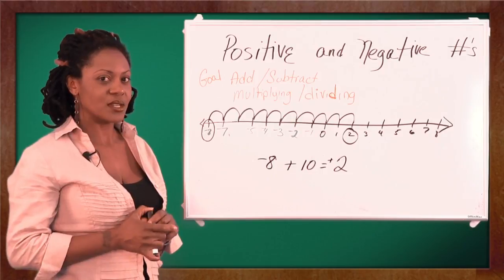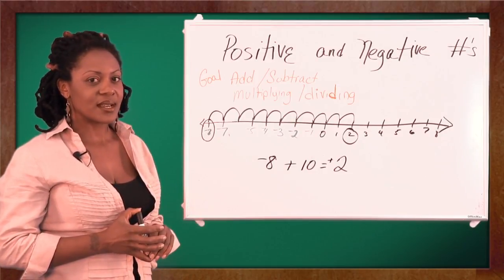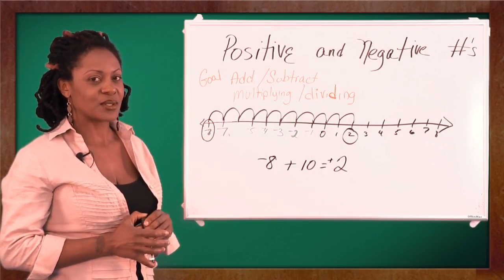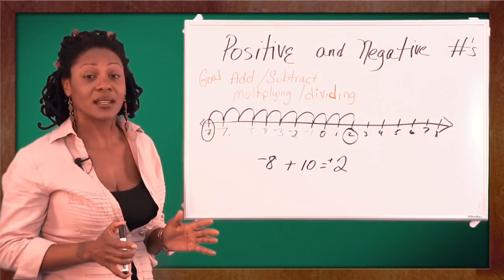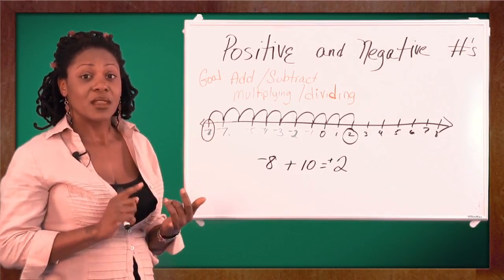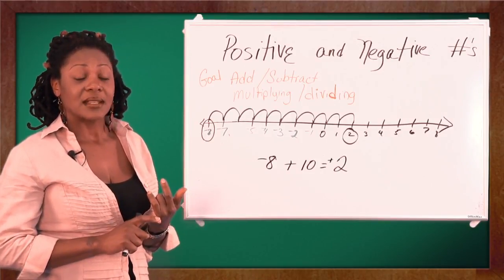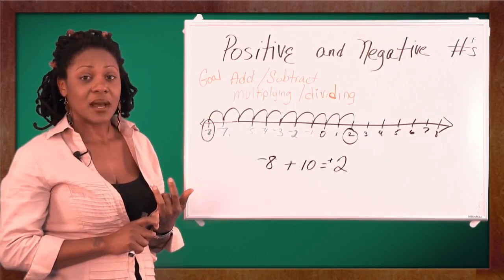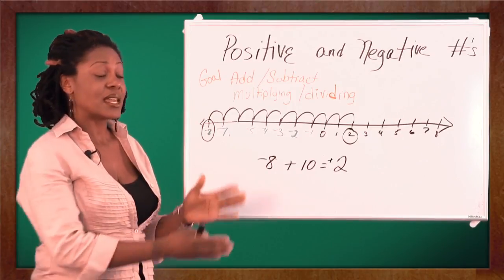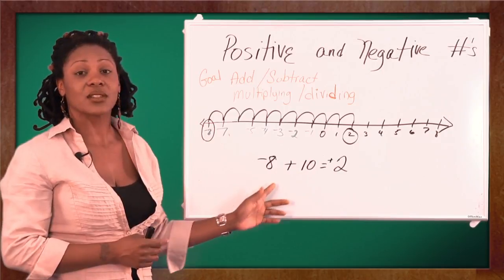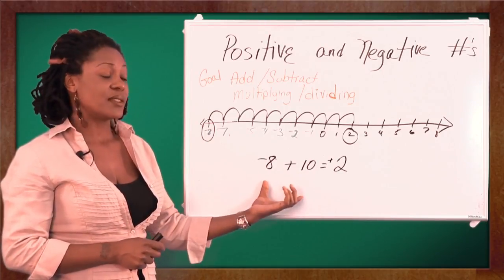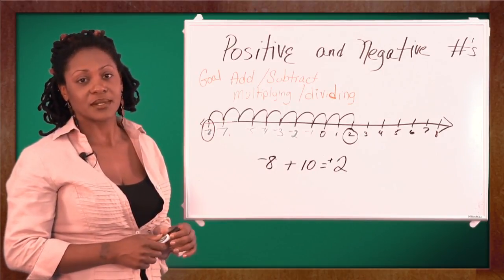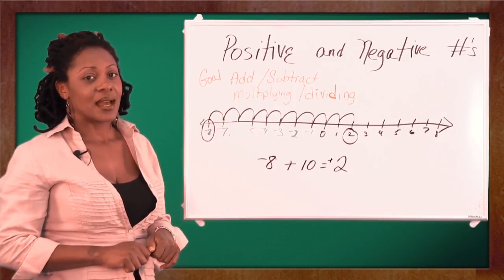I hope you took good notes on this. It's going to come up, it is going to come around. So use these rules. You cannot get around the rules. Remember the rule, adding and subtracting negative and positive numbers. The answer takes the sign of the largest number, and you find the difference between the two numbers.